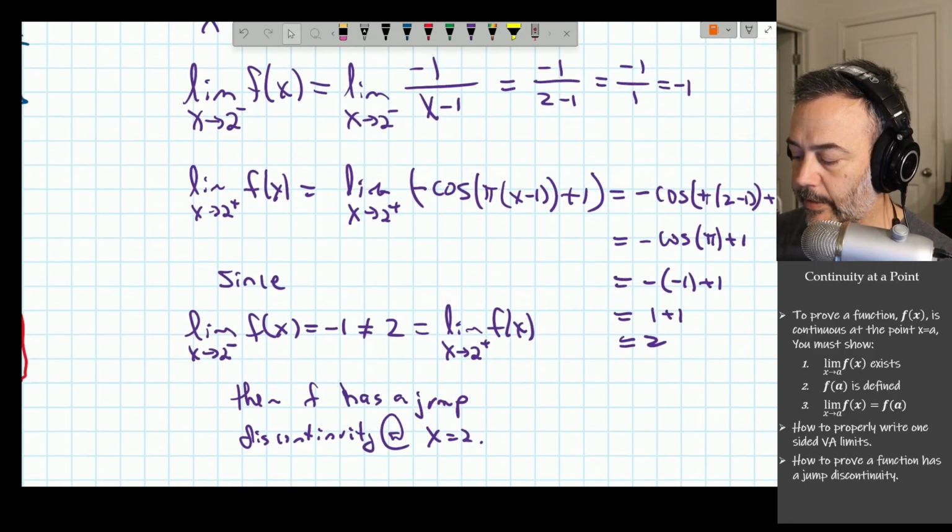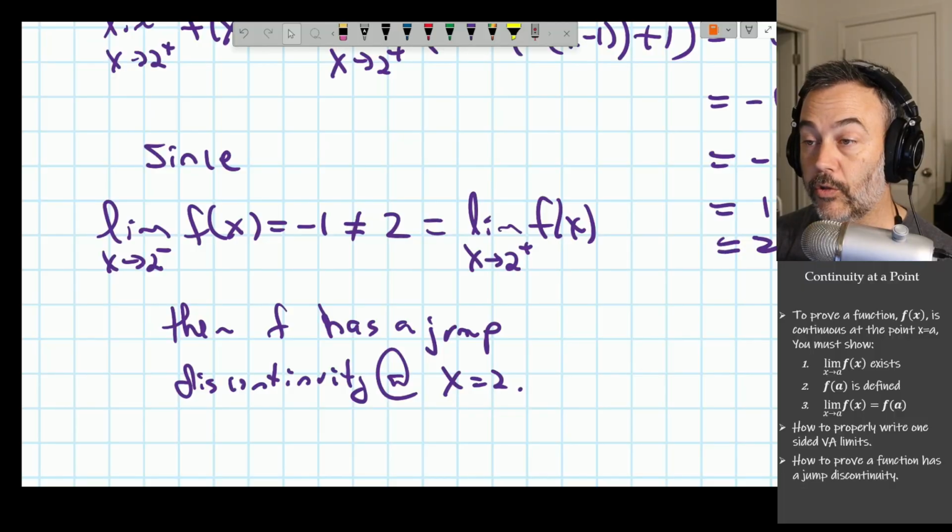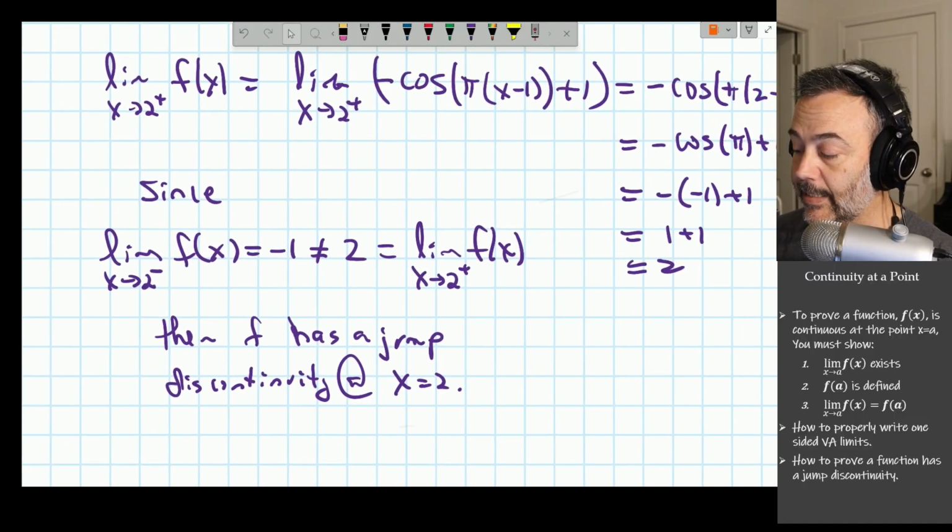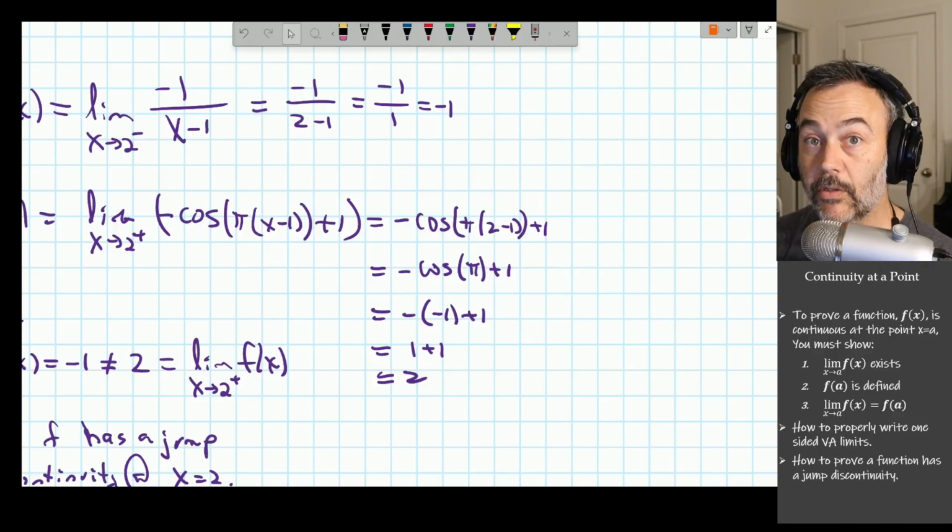Last thing, when you're showing something's a jump, show that sided limits exist, show that they equal real numbers, which is the same thing, and show that the two sides equal different things. And that's enough to show it's a jump.